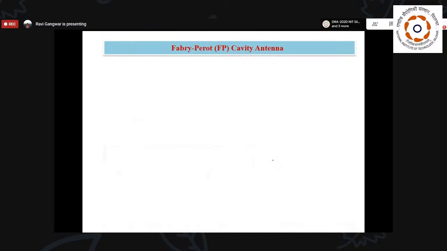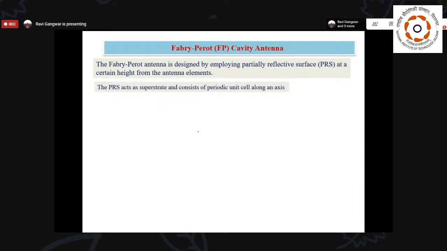So how are we going to improve the isolation between port 1 to port 2 and port 3 to port 4? For that purpose, we are going to use the concept of the Fabry-Perot cavity antenna. The Fabry-Perot cavity antenna is designed by employing PRS structures at a certain height from the antenna elements.